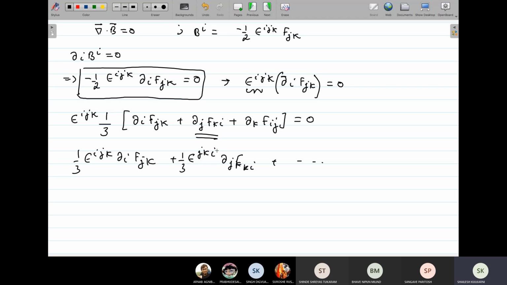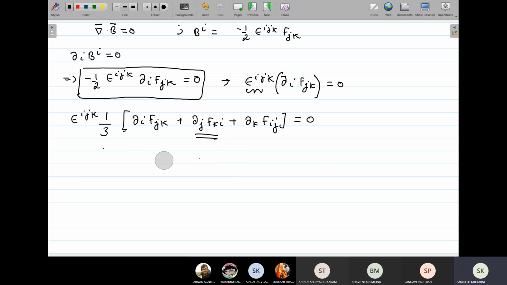Now you use the symmetry property of epsilon. Epsilon jki is an even permutation of epsilon ijk, so I will hop twice, then I will take epsilon out, and this will remain as it is. Similarly for the third term. From each term, I have taken this epsilon out and written epsilon ijk. That's it. And this equal to 0 means this equals 0. I hope you understand what I am saying.